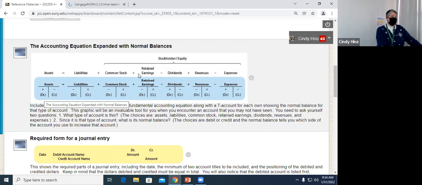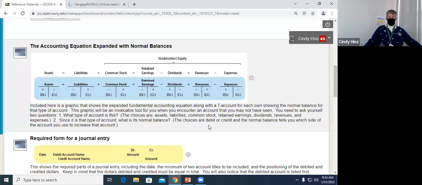On the right-hand side of the equation, we have liabilities, common stock, retained earnings, and revenues. And I'm skipping dividends and expenses because they have that minus sign. So liabilities, common stock, retained earnings, and revenues, you'll notice they all increase on the right hand or the credit side of the account. Dividends and expenses, because they reduce equity, they have the opposite normal balance. Dividends and expenses, you can see, increase on the debit side, just like assets.